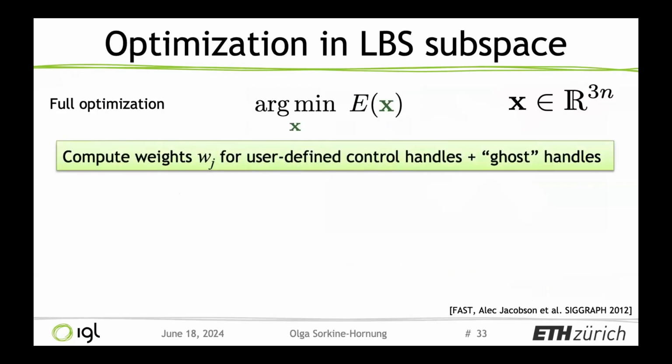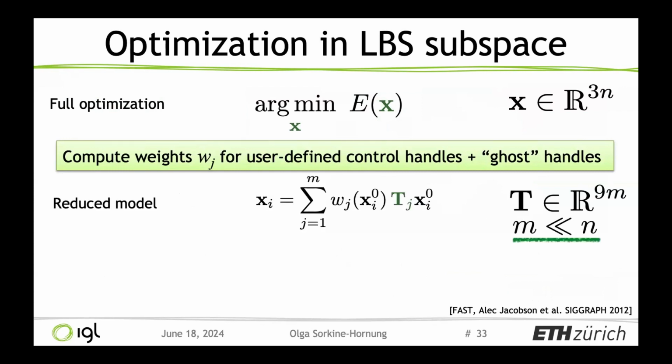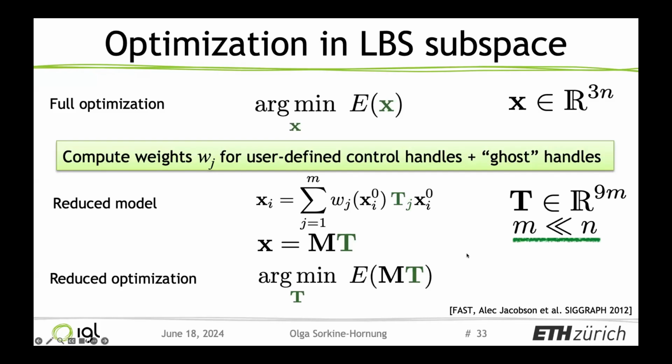So we get the handles from the user and also some ghost handles that I will talk about a little bit later. And then we have this following reduced model, right? Our deformed positions are expressed in this skinning subspace, and we can write it in matrix form like this. And T is very low dimensional. That's basically the main idea here. And so when we optimize the ARAP energy, or indeed any energy, we have a very small number of unknowns here.